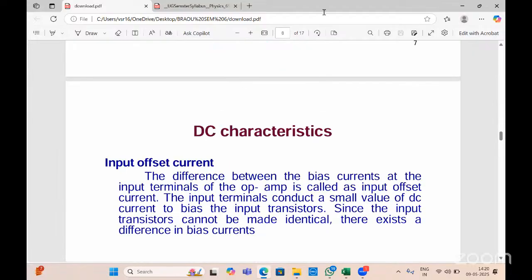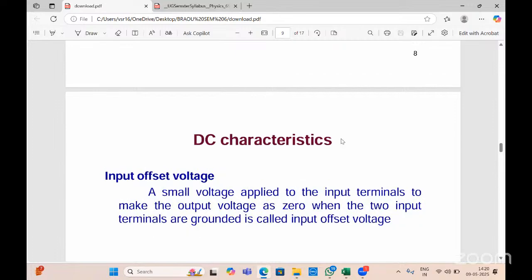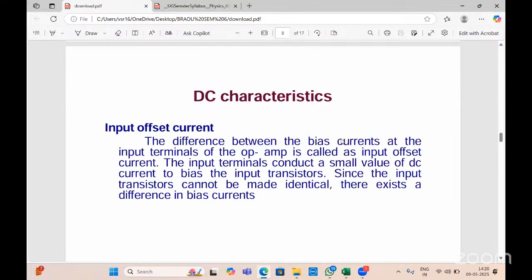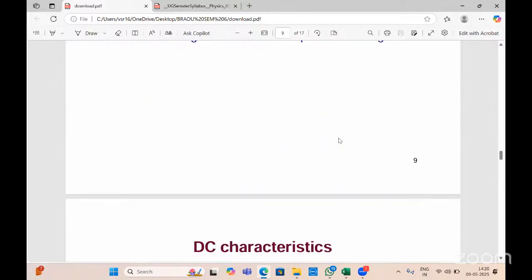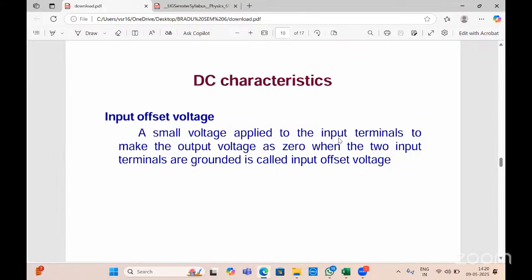Okay. So what are the DC characteristics? Offset current, offset voltage, like that.